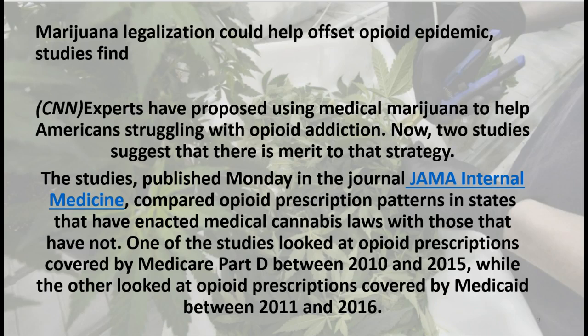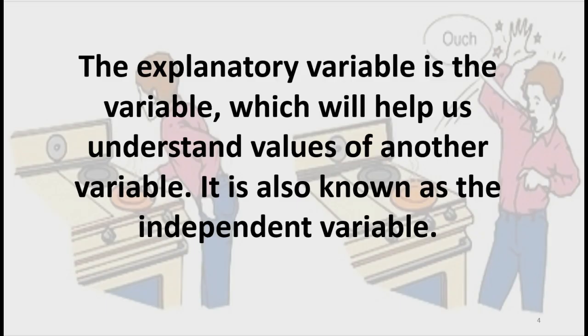The news article is looking at the relationship between the following two variables: type of marijuana laws and number of opioid prescriptions. To determine if the two variables are related to one another, we must first determine how the two variables may be interacting with one another. We usually identify one of the variables as the explanatory and one as the response. We need two different definitions.